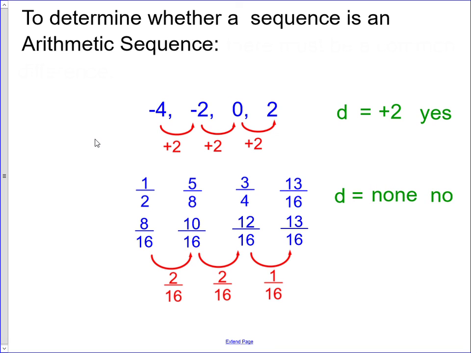Well, I hope this helped you understand what an arithmetic sequence is and how to determine whether a sequence is arithmetic or not.